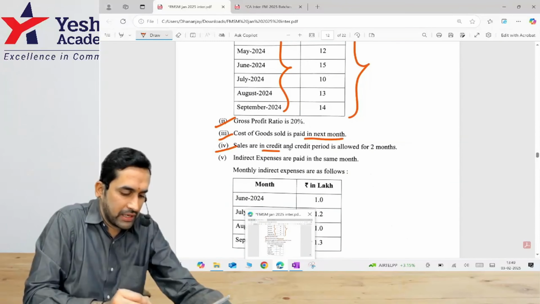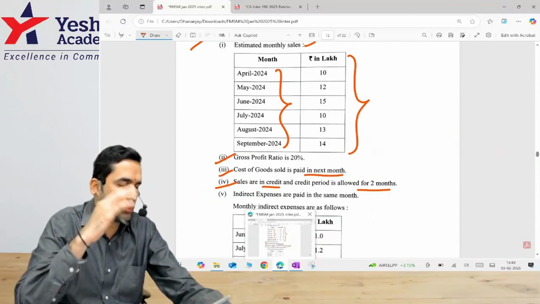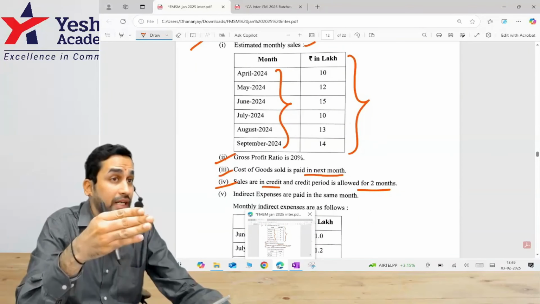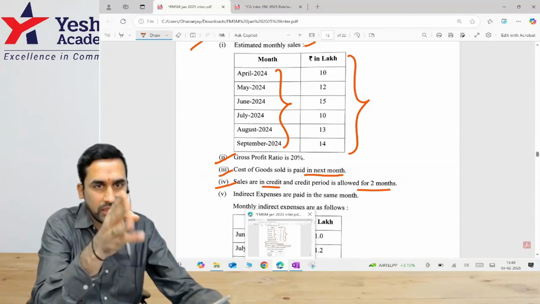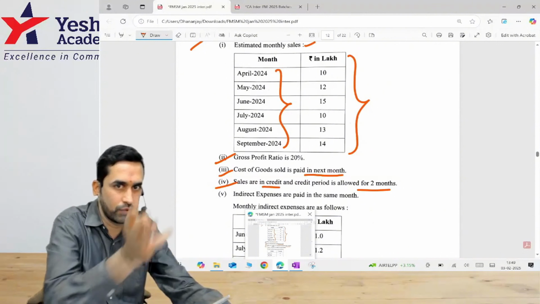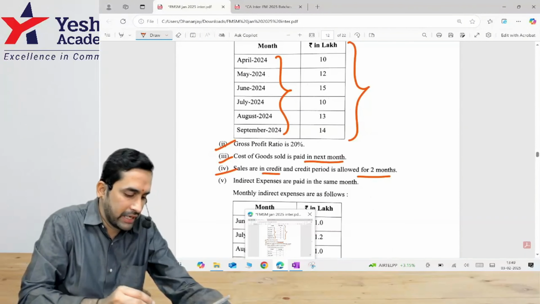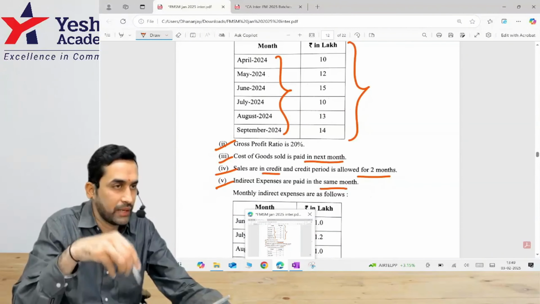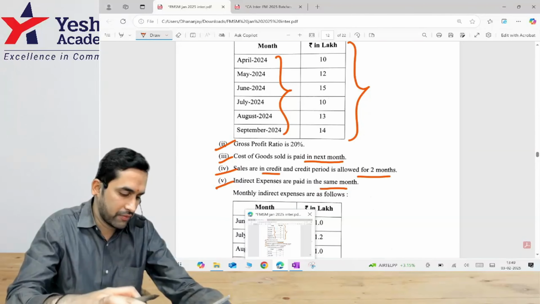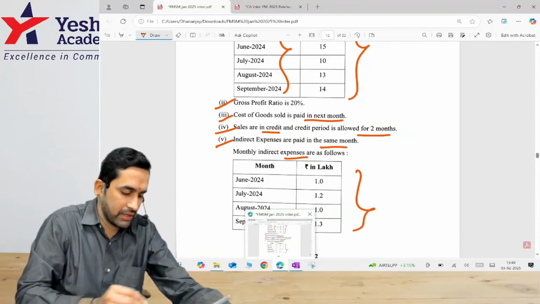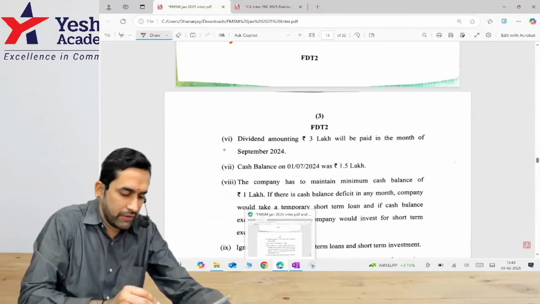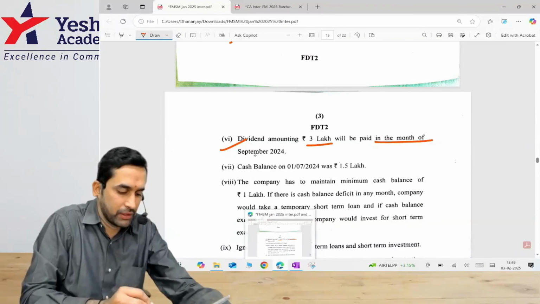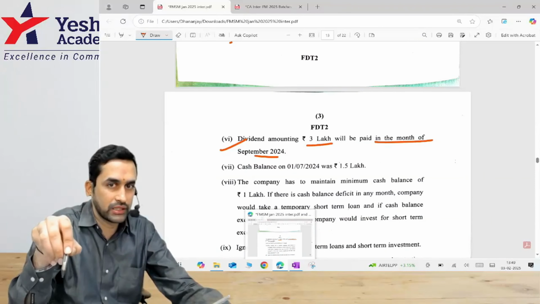Sales are in credit, and credit period allowed is 2 months. So you sell something in April, you won't collect in May, you will collect in June. So any month cash receipt is equal to that month minus 2 months. You have to go back 2 months and collect. Indirect expenses are paid in the same month. After that, monthly indirect expense list given, same month you will have to pay. Dividend of 3 lakh will be paid in the month of September. When you pay, it's a cash outflow.